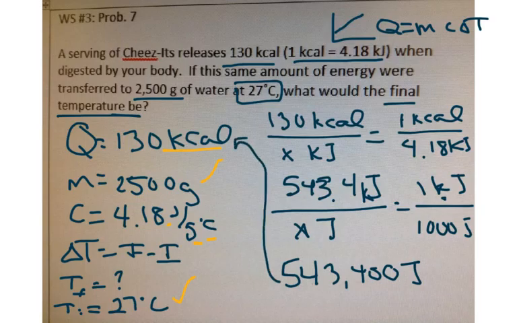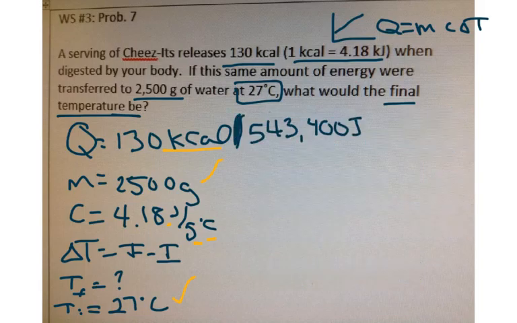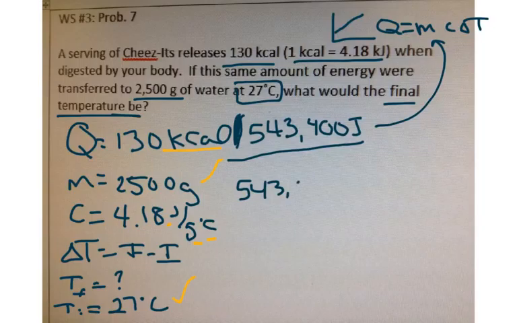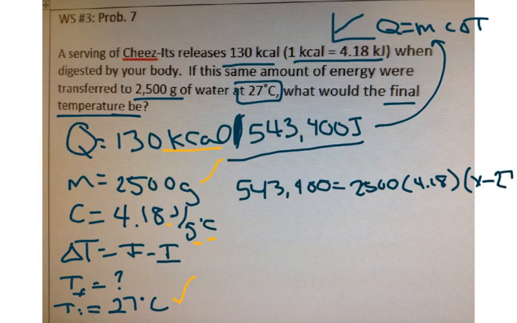Okay? So I had to do all of that work just to figure out that my Q originally is 543,400 joules. I apologize for saying it wrong every single time. So now I'm ready to plug it into my formula. So I've got 543,400, that is equal to my mass, which is 2,500, times my C, which is 4.18, times my final minus initial. So my final is what I'm trying to solve for, and my initial is 27.